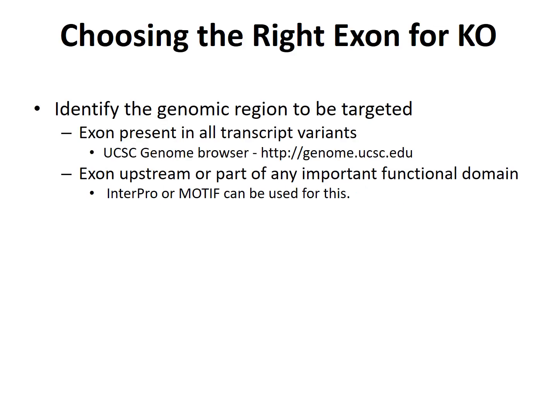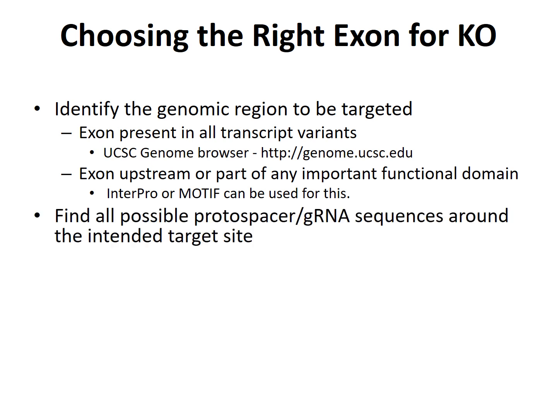So the first thing you want to do when developing or designing your project to knock out your gene of interest is identify the genomic region to be targeted. The main thing you want to look at first is to make sure that the exon is present in all transcript variants, and you can use the UCSC genome browser for this. The website's shown here, and I'll be going over that briefly in the next few minutes. You also then want to pick an exon that's upstream of, or part of, an important functional domain, and you can use InterPro or Motif for this.